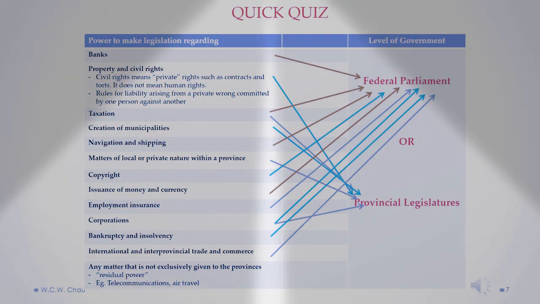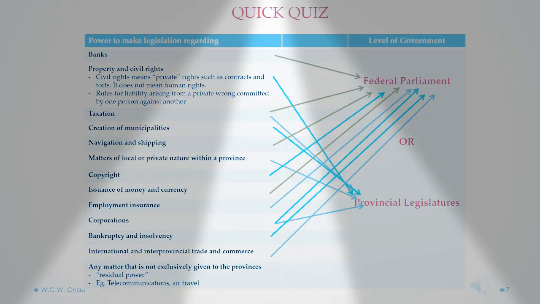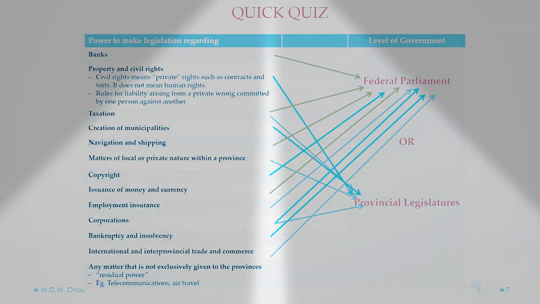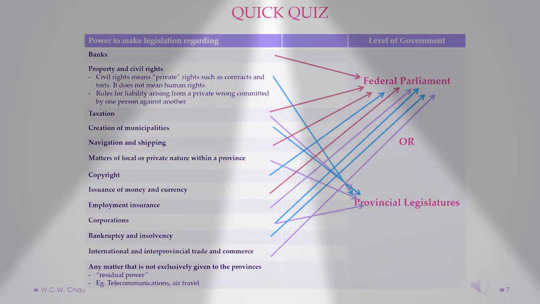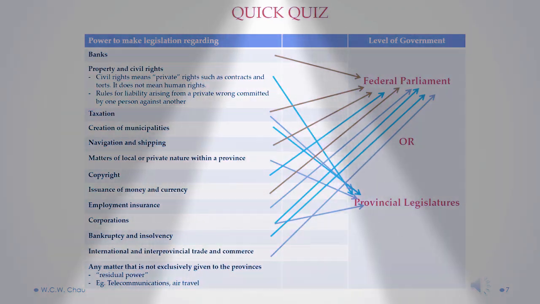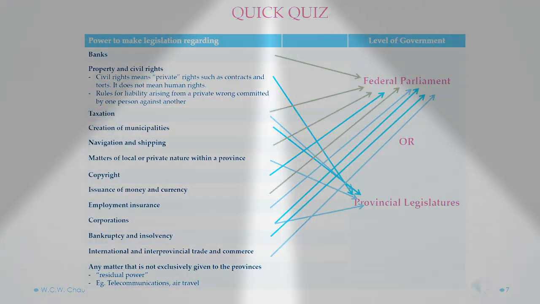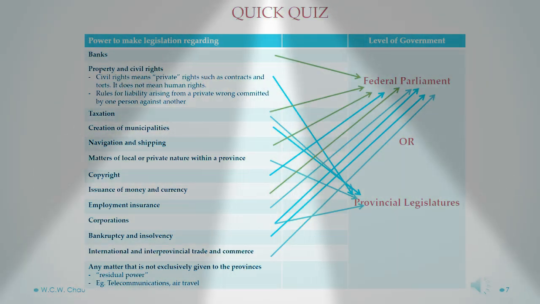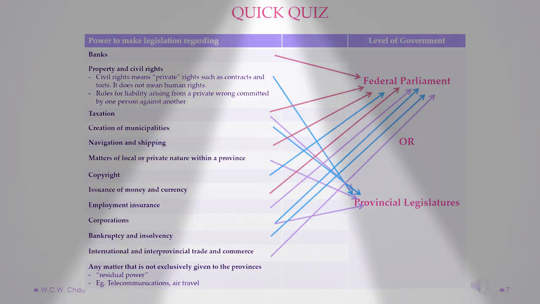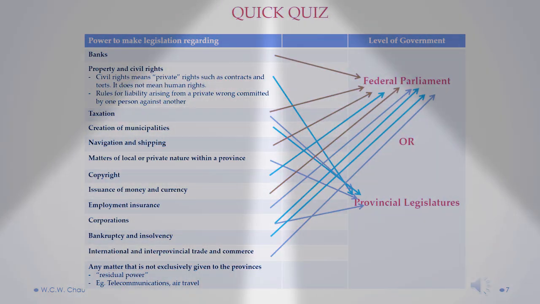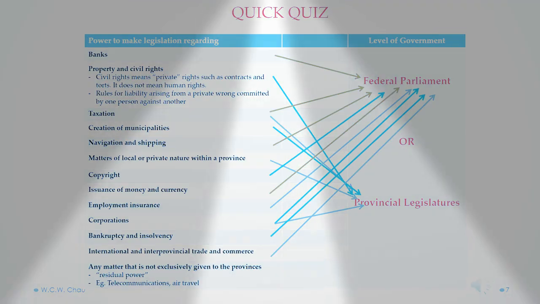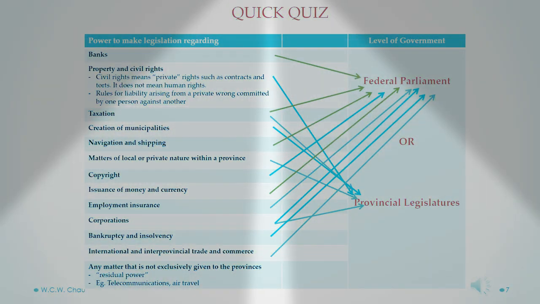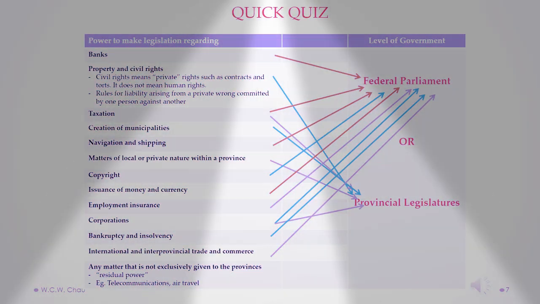With respect to international trade and commerce, that would cover entering into international trade treaties, such as the recent one, the Trans-Pacific Partnership, and also interprovincial trade is the jurisdiction of the federal parliament. Conversely, trade and commerce within a province is the jurisdiction of the provincial legislatures, and that's usually because of 92.13, which gives the provinces the right to regulate property and civil rights.